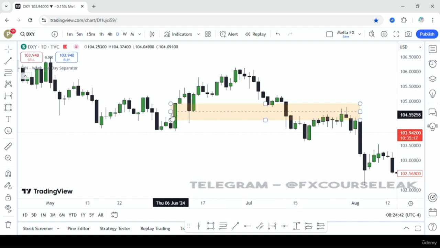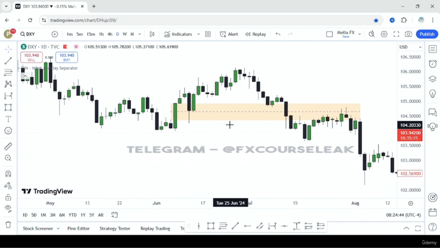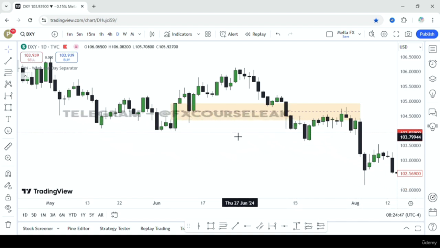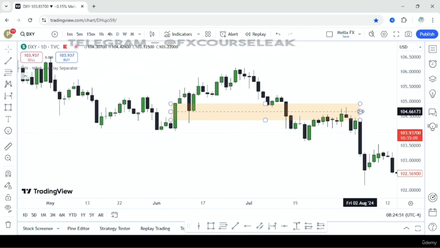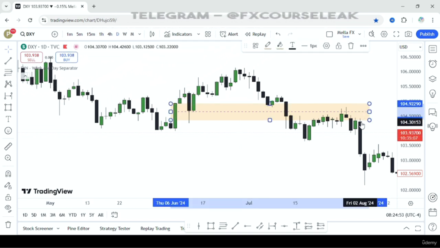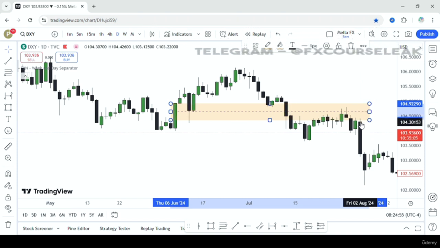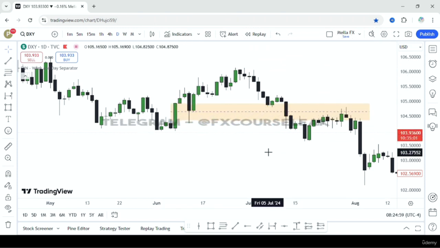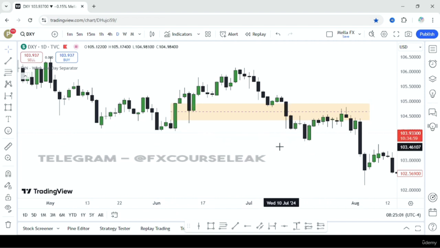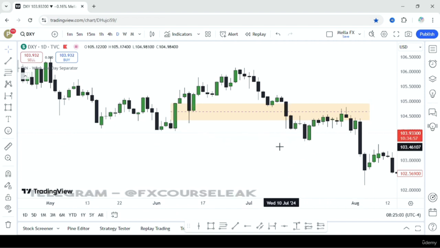So that is where we use this smart money concept of fair value gap for support and resistance in our trading. You can see even here we also got a touch of this fair value gap. That's it for this lesson.